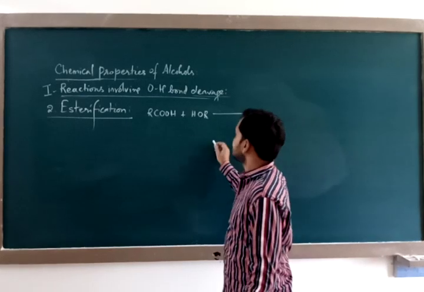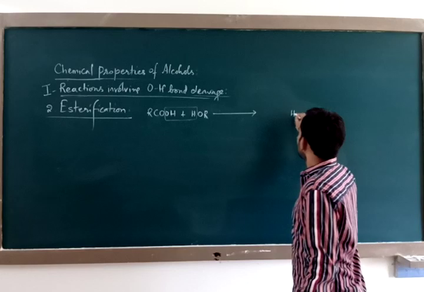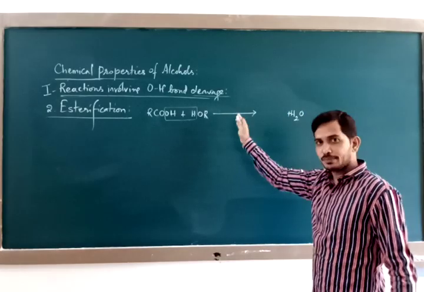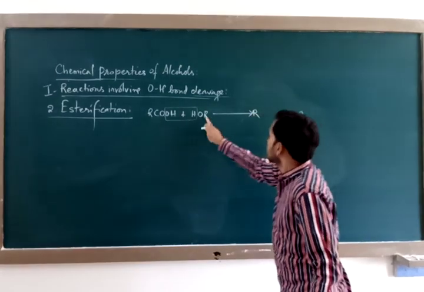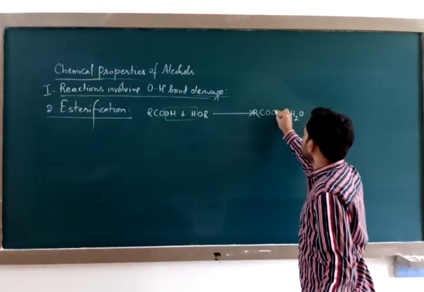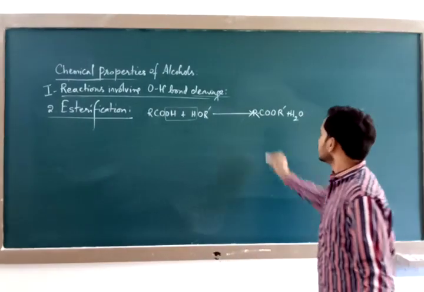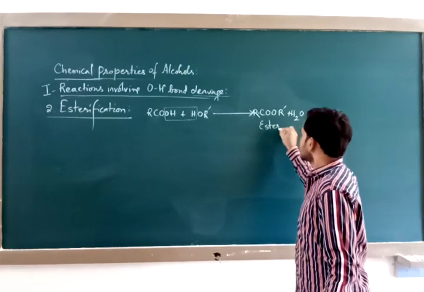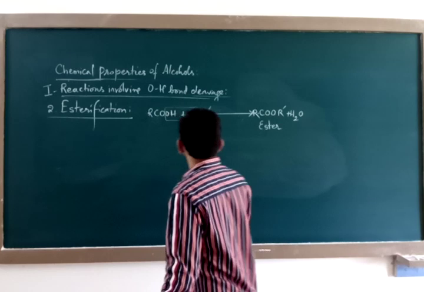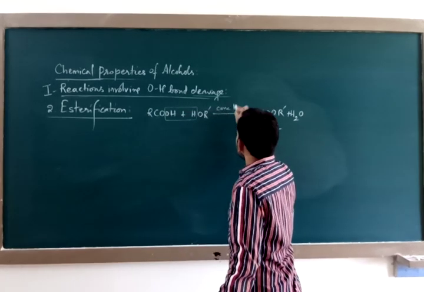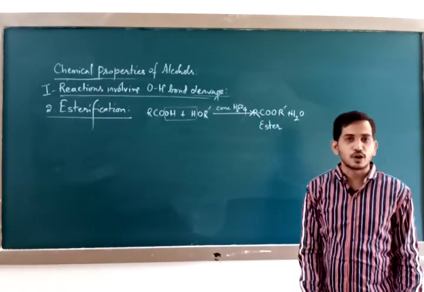When these two react, you eliminate water from this, H2O is gone. Whatever is left behind, you combine and write RCOOR. In order to differentiate, let us label one R with a prime. The product is called ester. For this reaction to take place, you need compulsorily concentrated H2SO4, without which the reaction will not proceed.